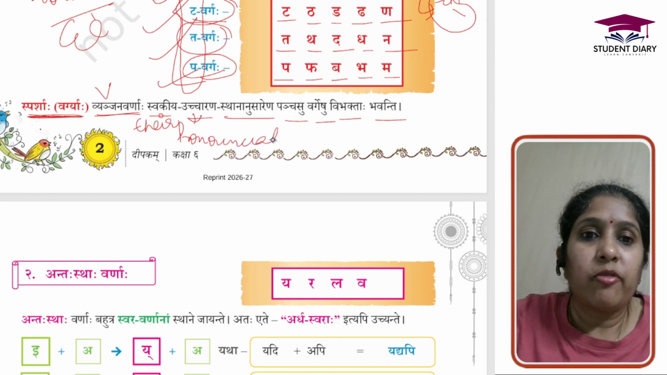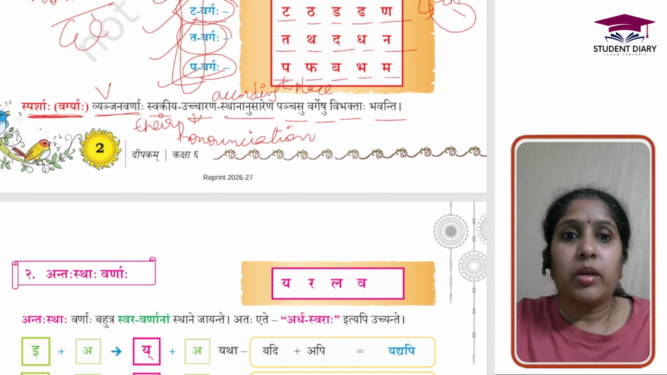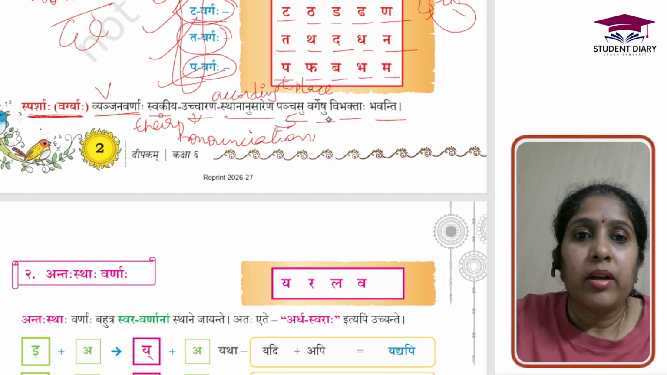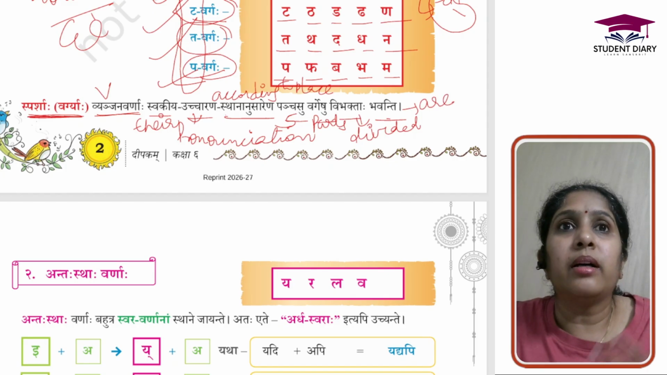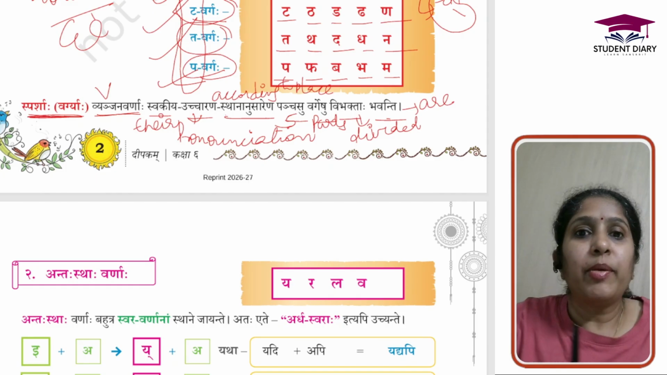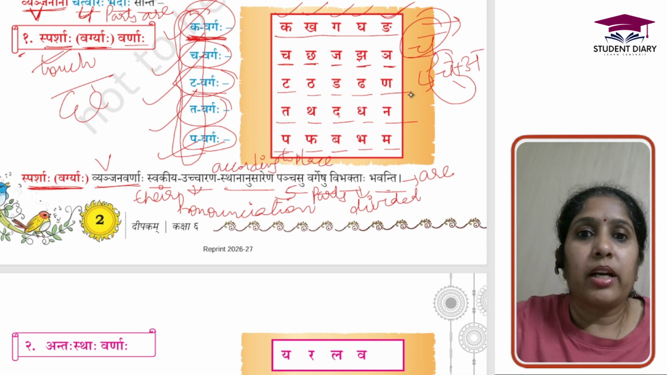And I forgot, I told you that for pronunciation I will be writing only P. Sthan anusarin means according to place. Sthan means place and anusarin means according. So it's like according to place, like where the tongue is going to touch. Panchasu means five. Vargeshu means parts. Vibhaktaha means divided. Bhavanti means are. So they are telling that according to their pronunciation place, they have been divided into five parts, and that we have just now seen also, correct? That they all are divided into five parts, and these are very important.